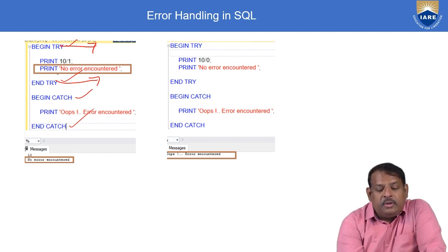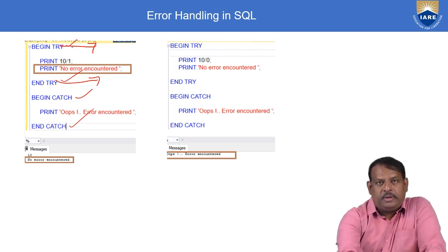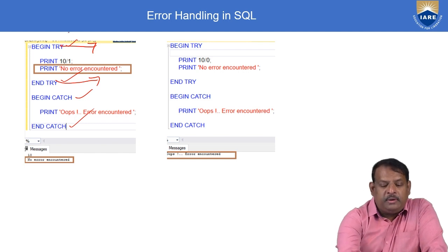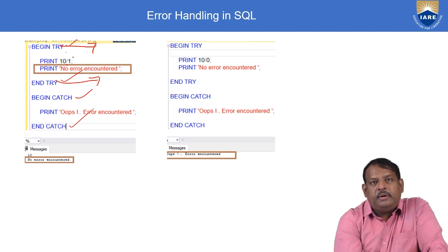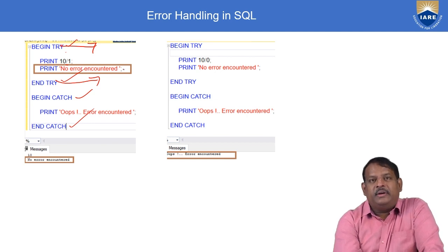First the control comes to the try block. Here it goes to the try block. It says print 10 divided by 1. That means you are trying to print the output of 10 divided by 1. So 10 divided by 1 is 10. There is no error here. So after printing 10, you will also print no error encountered.